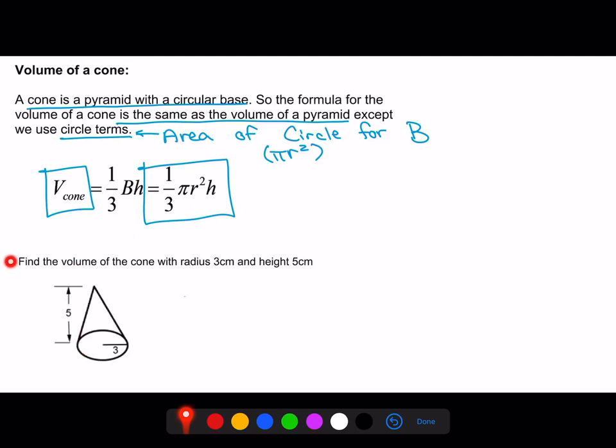Go ahead and try out this first example down here below. Give it a shot. Pause the video if you need to. I'll be going through it in just a second.